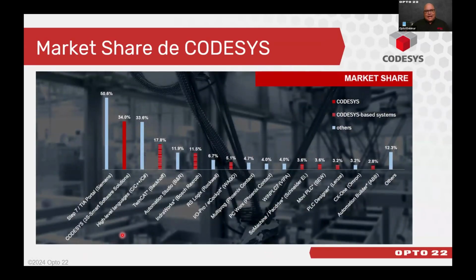En este gráfico lo que van a ver es el market share a nivel mundial. El dominante a nivel mundial de su IDE, de su software de programación, Step 7 y TIA Portal, aquí vemos que más de la mitad es de Siemens. Y vemos que 34% lo tiene CODESYS. Pero si miramos estas gráficas, hay varios otros fabricantes que tienen su IDE que está basado en CODESYS.